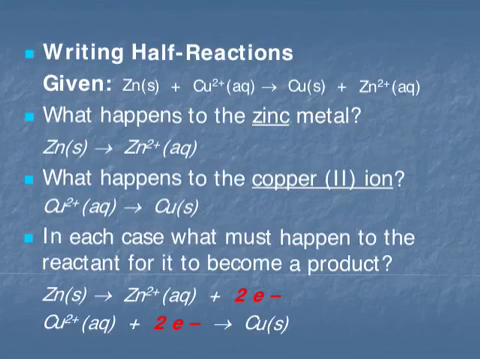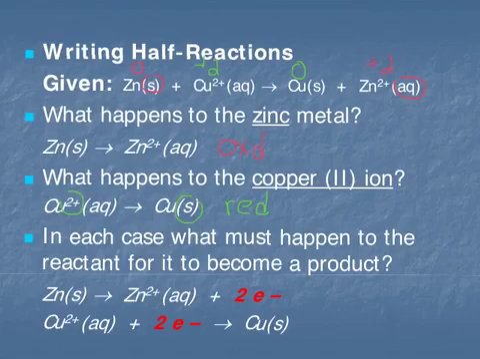If we are given the full net ionic reaction of zinc solid plus copper ion yielding solid copper and zinc ion, what happens to the zinc metal? It went from a solid into an ion, and from an oxidation number of 0 to +2. Its oxidation number increased, therefore it must have been oxidized. On the other hand, copper went from an oxidation number of +2 to 0. It went from an ion into a solid. It must have been reduced.